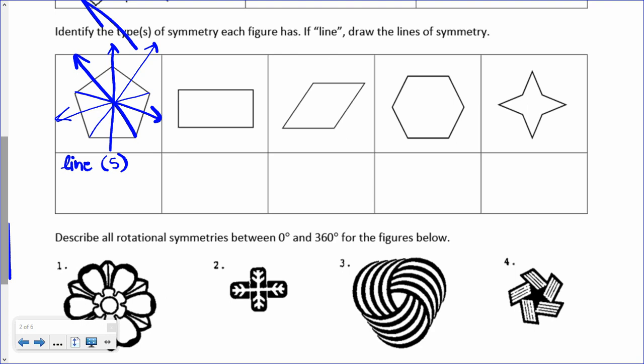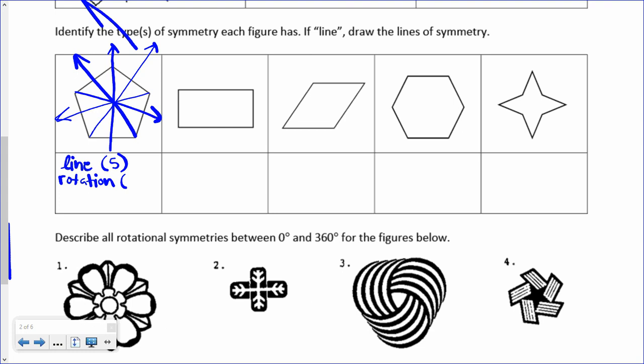We're still looking at this one. We have to figure out what type of symmetry. Can you turn this and have it look the same? Yes, you can. It does have rotation symmetry. It's like 72 degrees. Why? Because 360 divided by 5.